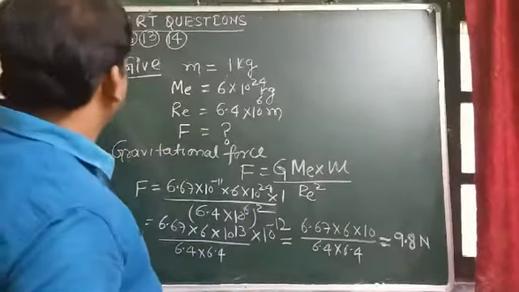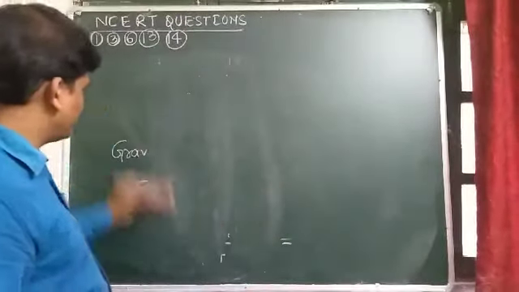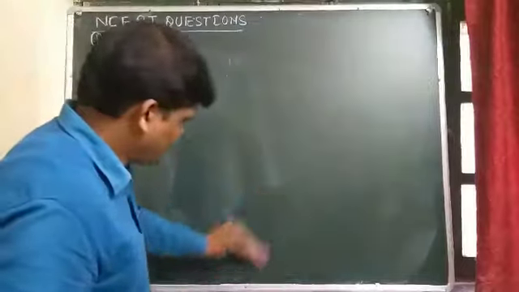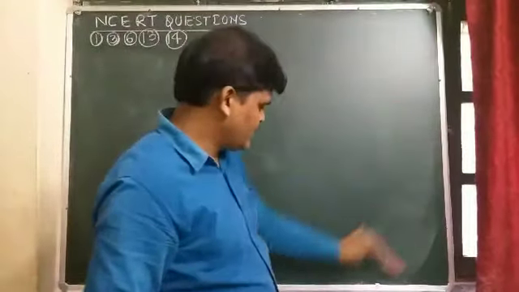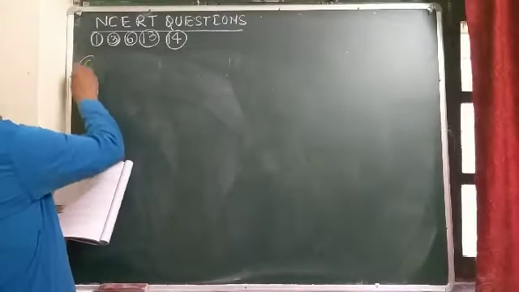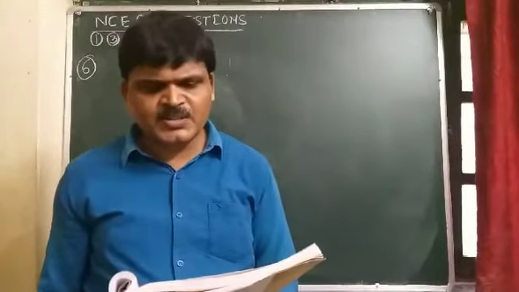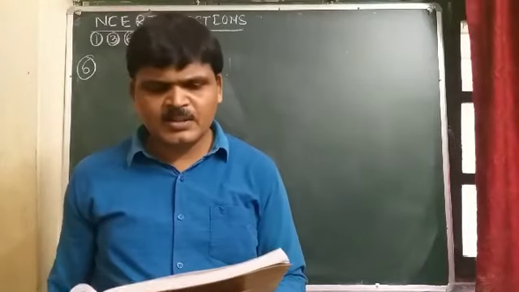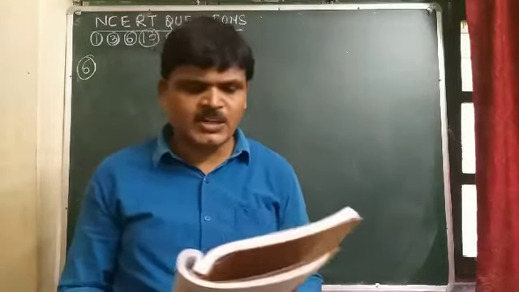Question number 6. Now I am going to solve it. Listen carefully and do more practice of numericals based on gravitation. So question number 6, student. Here, what happens to the force between two objects? First, the mass of one object is doubled.